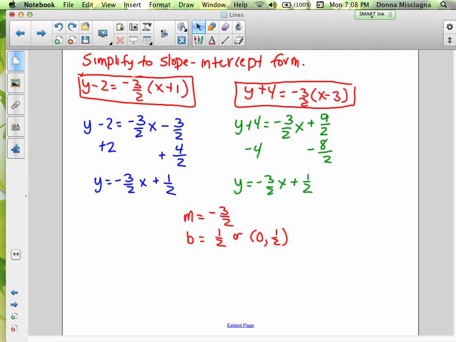All right, and that's all there is to writing equations in slope-intercept form. All right, now we've done it a couple different ways, from information and from an equation in point-slope form.